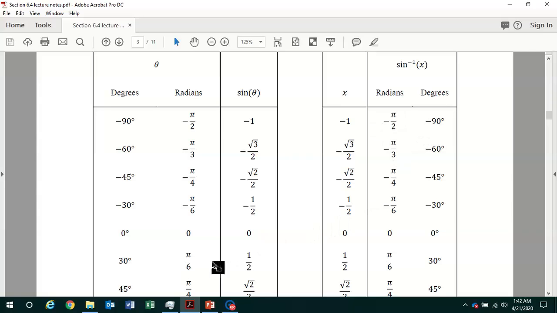Okay, so let's do another one down here at 30. So here we have 30 degrees and pi over 6 radians, which are the same angle. And so the sine of 30 degrees, or the sine of pi over 6 radians, we know is equal to 1/2. And so the inverse sine of 1/2 is then equal to the angle pi over 6 radians, or 30 degrees. Okay, so that's how it works.